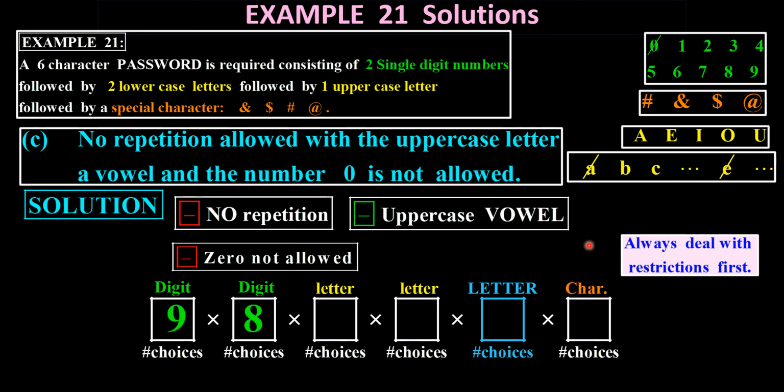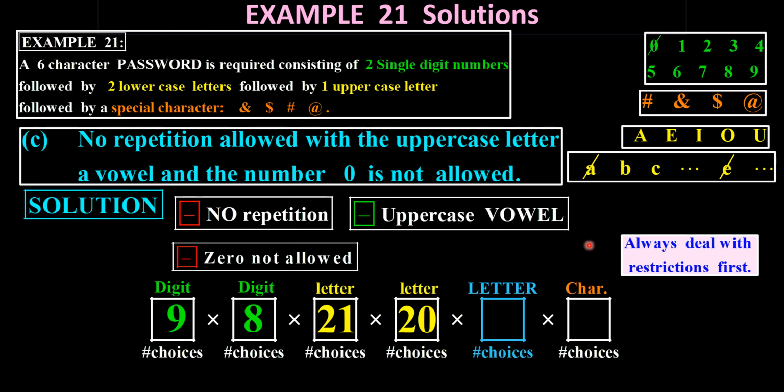Now we come to the letters. How many letters are there in the alphabet? 26, but 5 of them are vowels. So how many are non-vowels? Okay, and that is 21. So we only have 21 letters there. Now we've used one of those 21 letters. Now we only have 20 to use there.